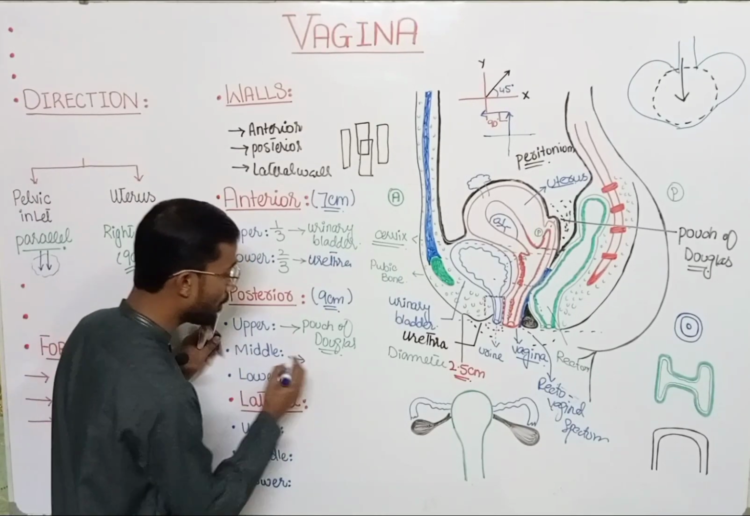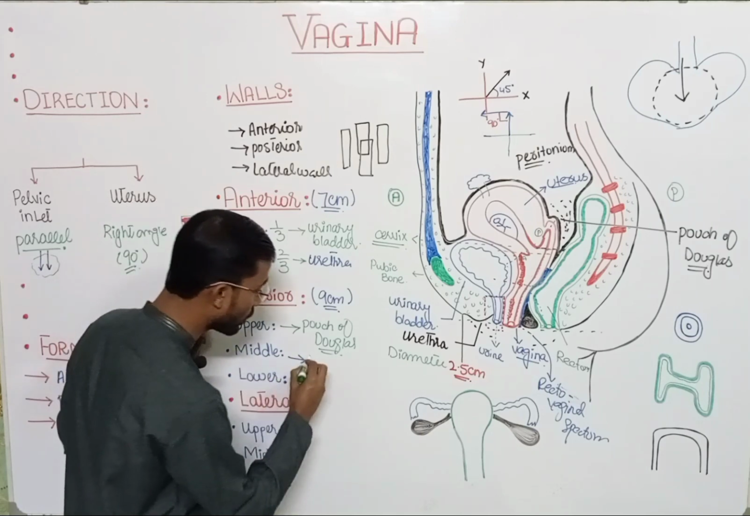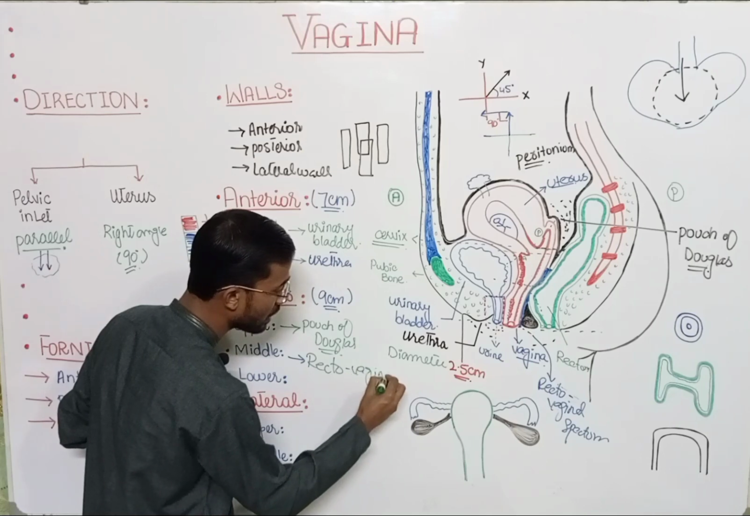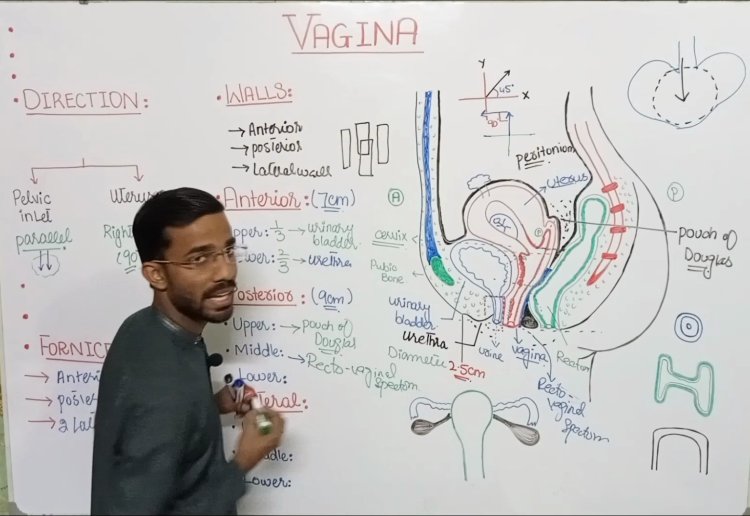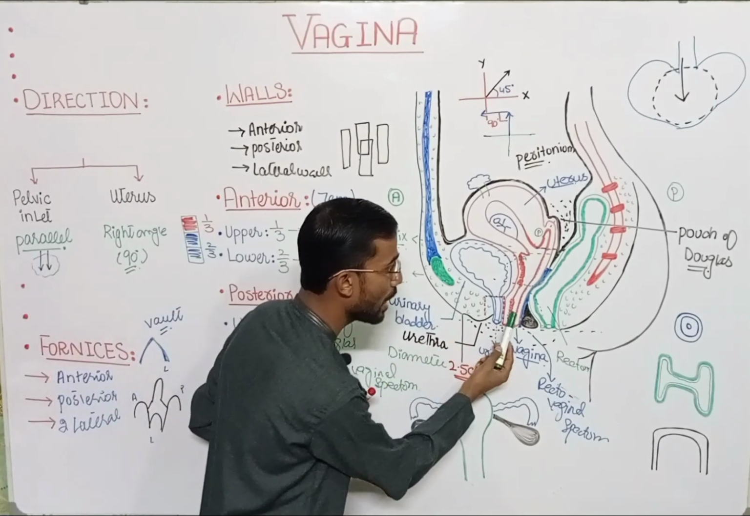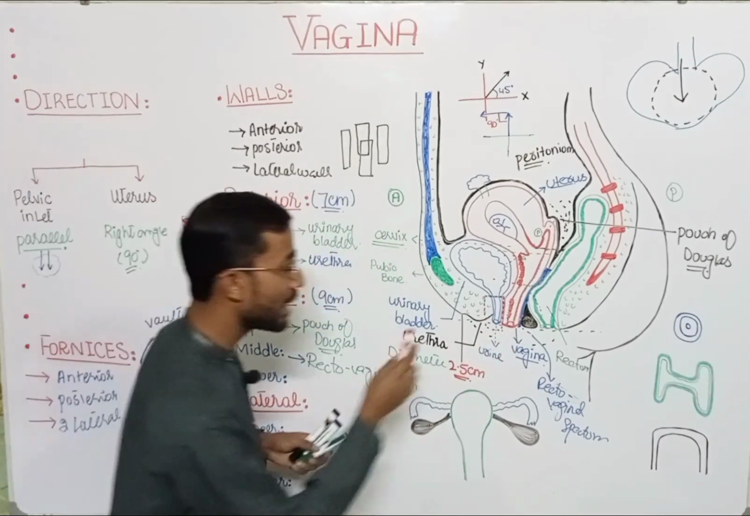So in the middle portion, you will see a region which is called the rectovaginal septum. So this is case 2. Next is the lower portion. And the lower portion of the posterior wall can be correlated with the perineal body.